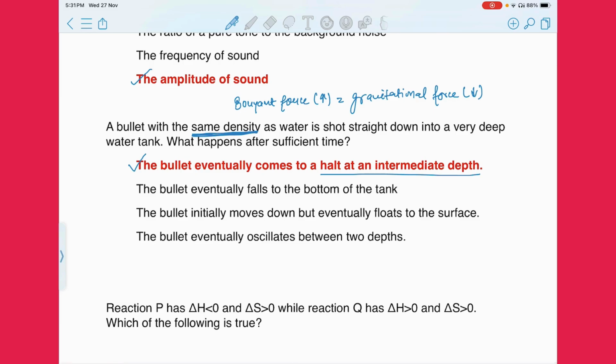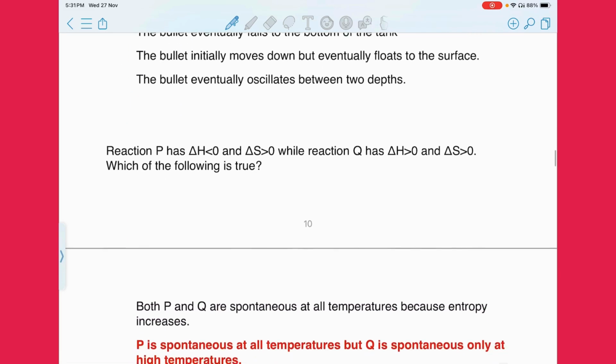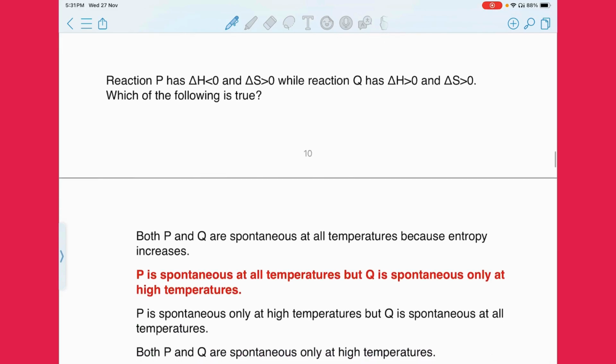Reaction P has delta H less than 0 and delta S greater than 0, while reaction Q has delta H greater than 0 and delta S greater than 0. Which of the following is true?